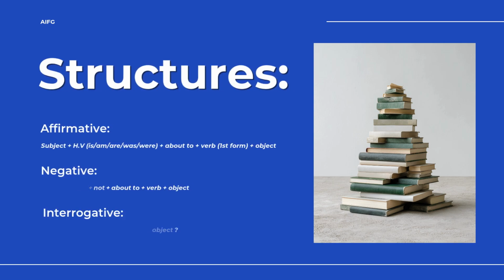Let's know the structure of "about to". The structure of an affirmative sentence is subject plus helping verb (is, am, was, were) plus "about to" plus verb first form plus object. The structure of a negative sentence is subject plus helping verb plus not plus "about to" plus verb first form plus object. The structure of an interrogative sentence is helping verb plus subject plus verb first form plus object.